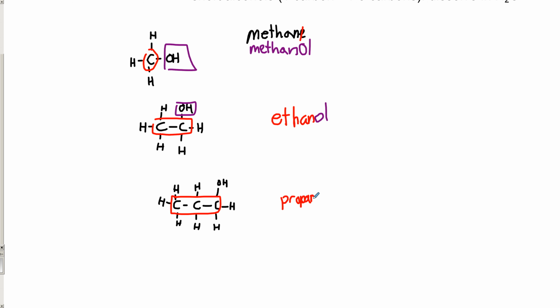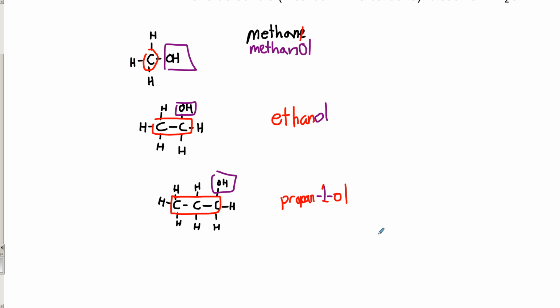But here's the kicker. This OH group, it could have gone here. The carbon that it's attached to in this case matters. So I need to say what carbon it's attached to. So it is attached to carbon 1, which means that this molecule is called propan-1-ol.